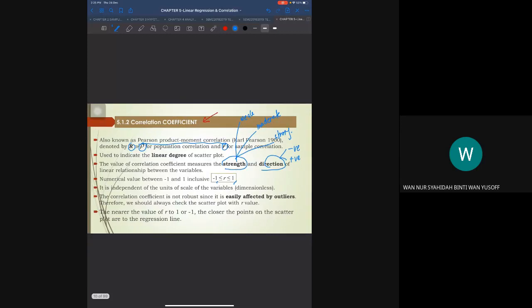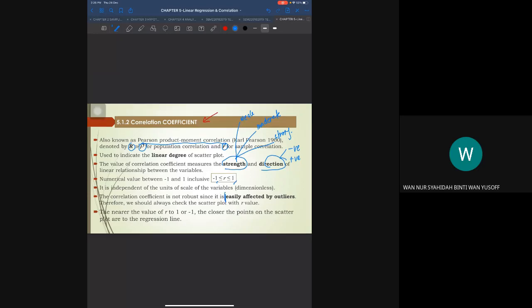So your R is dimensionless, there is no unit. Okay. Correlation coefficient is not robust since it is easily affected by the outlier. Therefore, we should always check the scatter plot with the R value. If you have an outlier, it will be visualized in your scatter plot, because we know the outlier deviates from the rest of the data set. So the correlation is not robust because it is easily affected by the outlier.